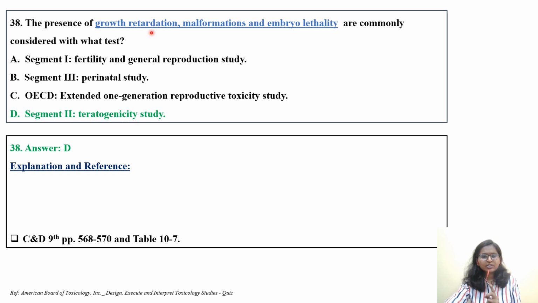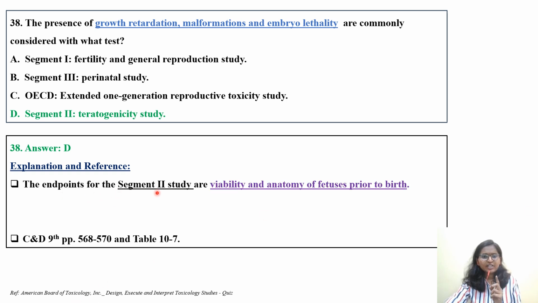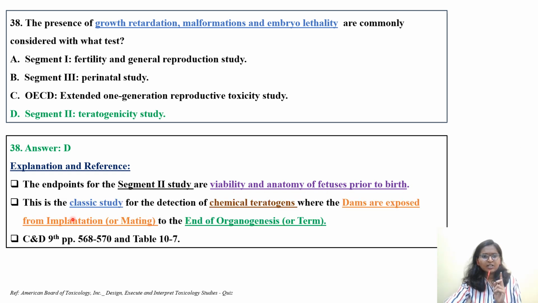Okay. So growth retardation, malformation, embryo lethality, they are done in the segment 2 teratogenicity study. Let's see what is the explanation given by the ABT. The endpoints for the segment 2 study are viability and anatomy of the fetuses prior to birth. This is the classic study for the detection of chemical teratogens, where the dams, pregnant rats are called dams, are exposed from implantation or mating to the end of organogenesis or term.